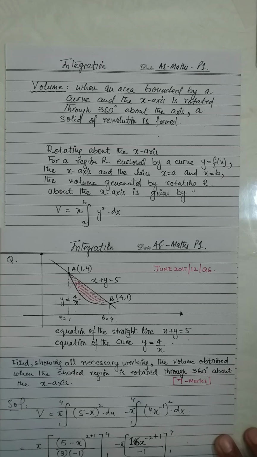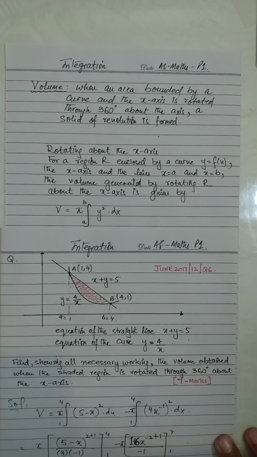pi times (5 minus x) to the power 3 over minus 3, limits 4 and 1, minus 16 pi. This is just a constant, I can take this outside, 16 pi, and I'm left with x to the power of minus 1 over minus 1, applying the limits 4 and 1.